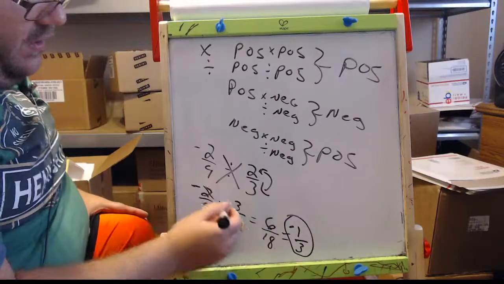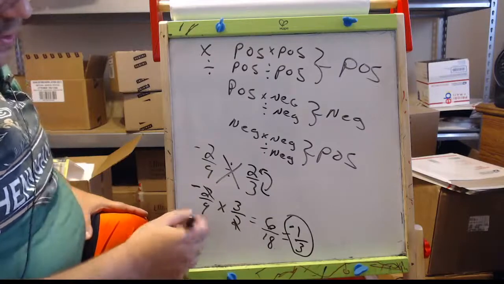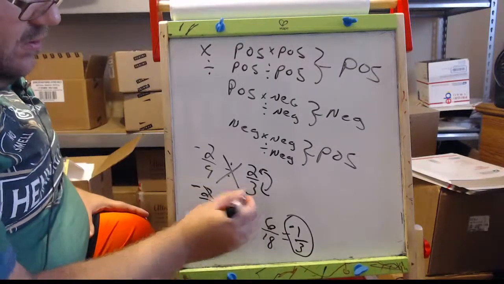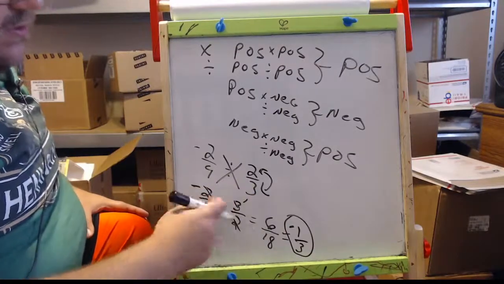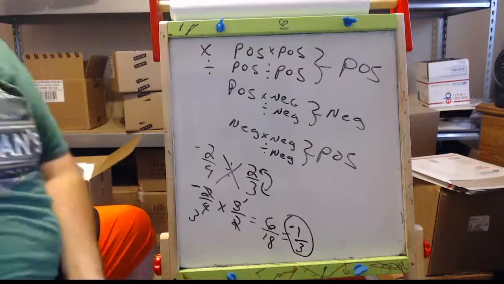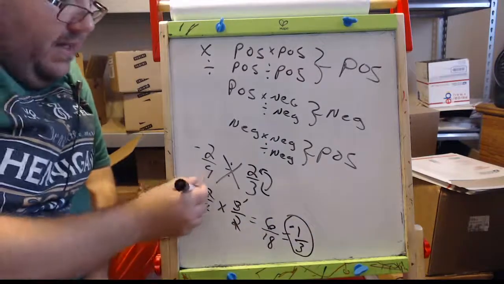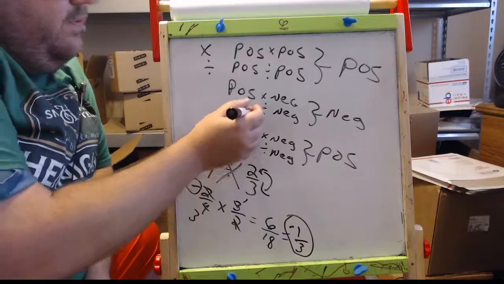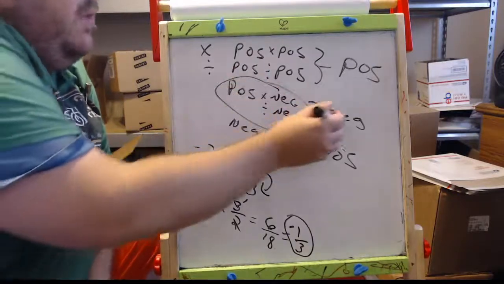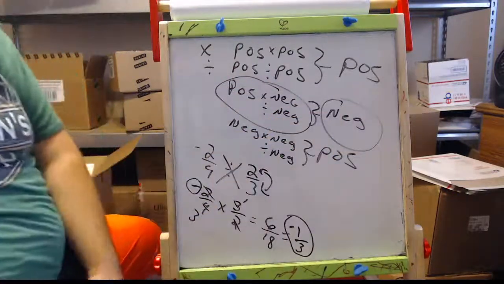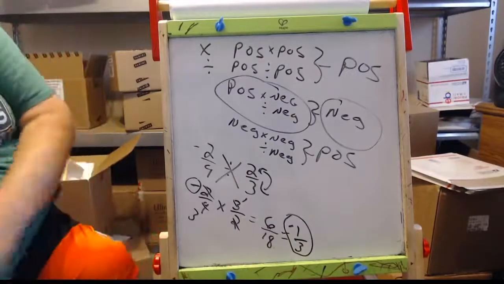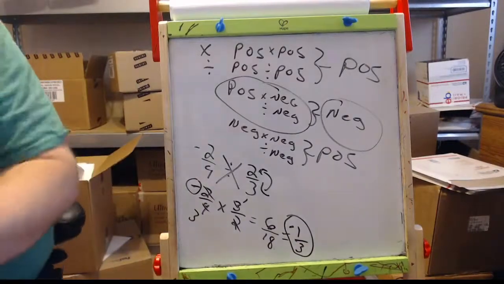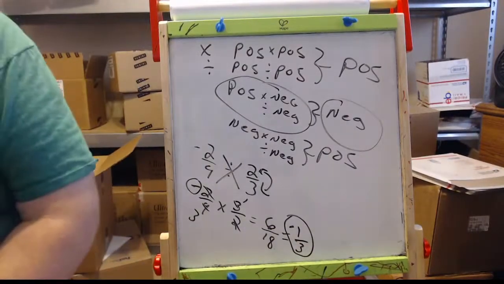You can also do this, cancel it out. 2 goes into 2 once, this goes into 1, this goes in 3 times. You can do it that way and you still end up with 1/3. But the key is a negative with a positive, my answer should be negative. So what I always say is with multiplication and division, just do the math and then see what your sign is supposed to be.